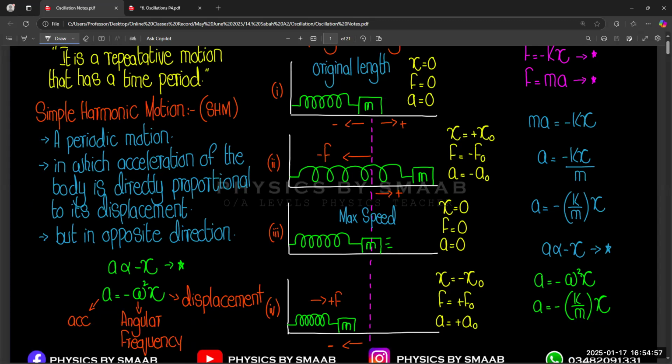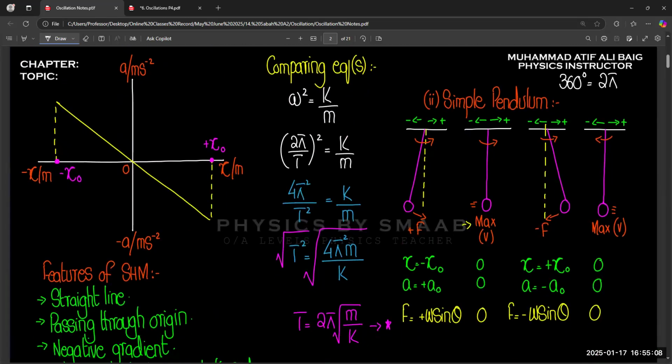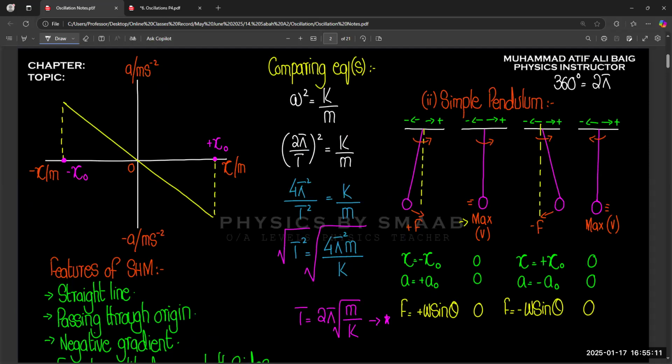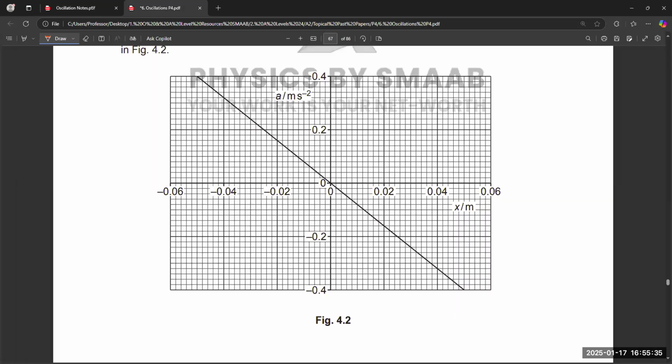right? We have positive and negative axes because of periodic motion. And we also discussed the same graphical representation, that there must be a straight line passing through the origin because we start from the mean position, and it moves to one extreme, then the other extreme, and continues so on. So we also need to include negative gradient and equal amplitudes on both sides. If you have these features in the graphical representation, then definitely that is simple harmonic.